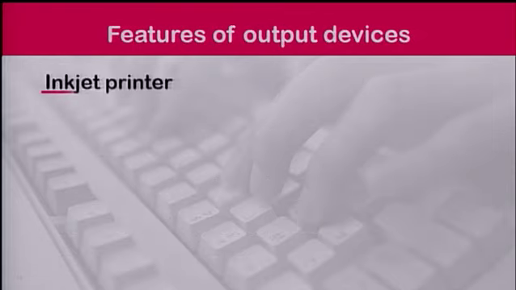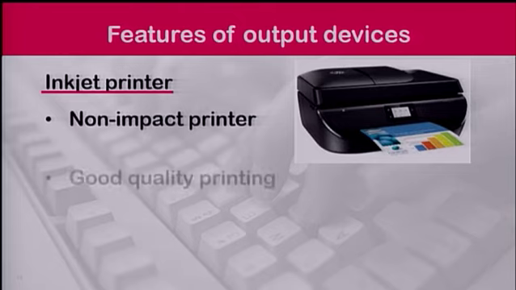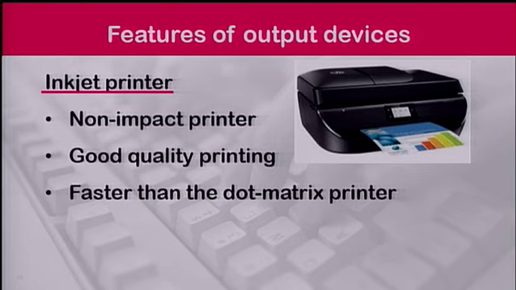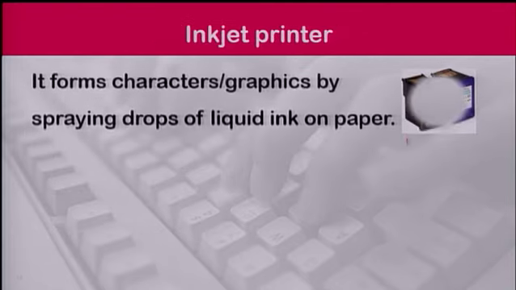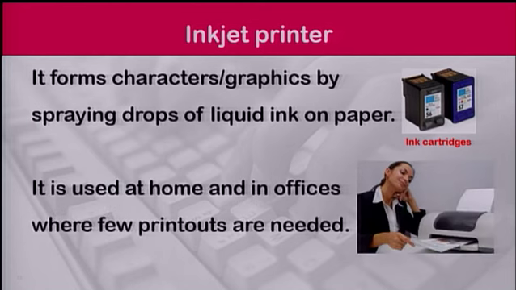Another type of printer is the inkjet printer. It is a non-impact printer which produces good quality printing. It is faster than the dot matrix printer and is quiet in operation. The inkjet printer forms characters and graphics by spraying drops of liquid ink on paper. It is used at home and in offices where few printouts are needed.